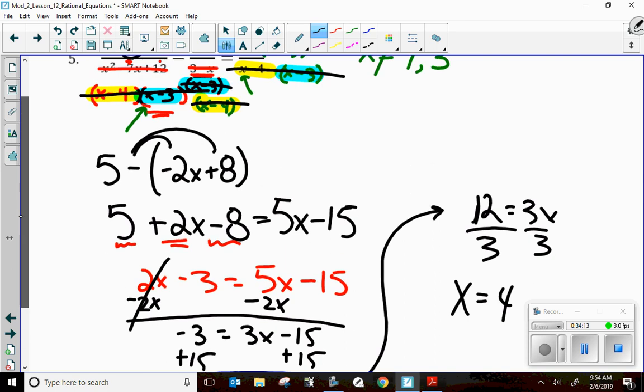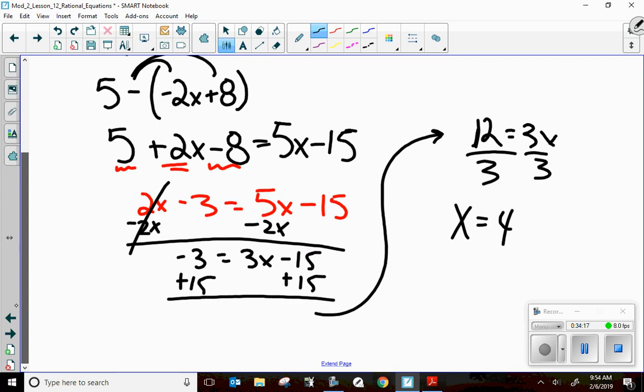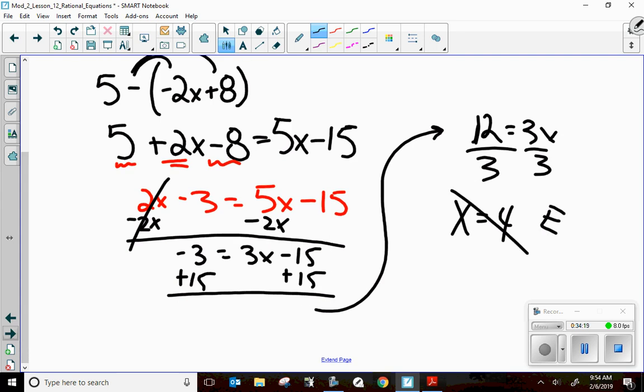But wait a second. 4 is one of my restricted answers. So guess what? Extraneous solution. It does not work. Wow. That was a lot.